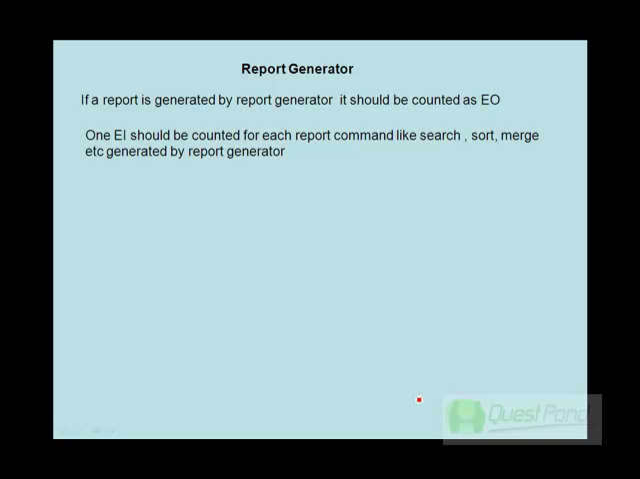Now if your application has a report generator inside, then it should be counted as an EO, and 1 EI should be counted for each report command like search, sort, merge, generated by the report generator. So in the sense that if you have a report which uses the report generator, then you need to count 1 EI for it. First, if you have a report generator, you count it as an EO. Any reports generated by using that report generator should be counted as an EI.